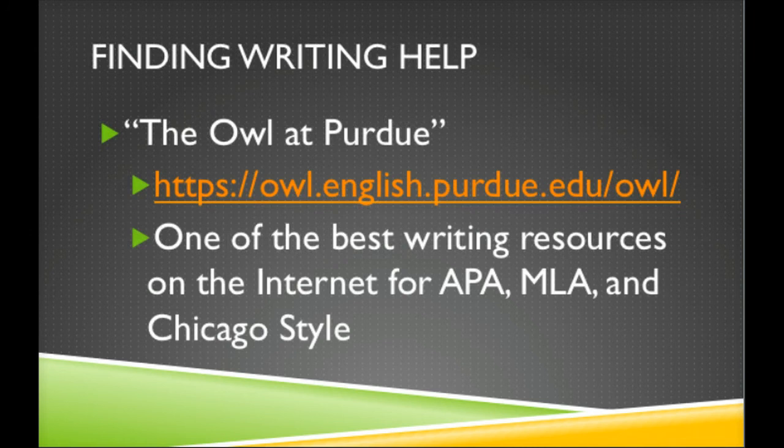The OWL at Purdue is an excellent resource for students referring to really all academic writing styles, particularly the APA, MLA, and Chicago style. For our purposes, APA is the most important one. But I would like to encourage you, whenever you have a question about a detail or a specific item, go to the OWL at Purdue. It's a great resource and it'll really get you off to a good start.